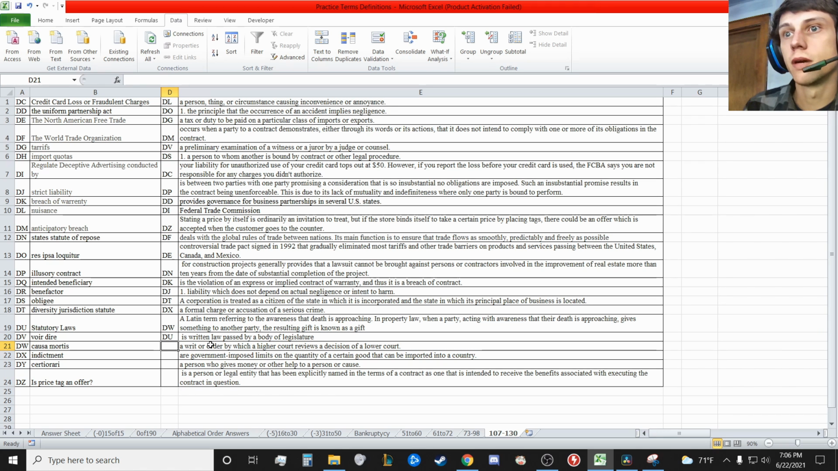A writ order by which a higher court reviews a decision of a lower court is certiorari. That's DY. A government imposes limits on the quantity of a certain good that can be imported into a country. That's not tariffs, but import quotas, which is DH. A person who gives money or help to a person or cause is the benefactor, which is here at DR. A person or legal entity that has been explicitly named in a contract as one that is intended to receive the benefits associated with executing the contract in question. Oh, that's the intended beneficiary, DQ.